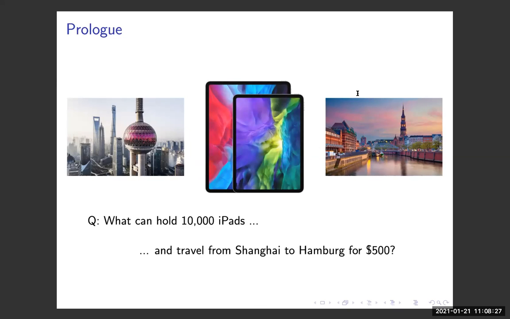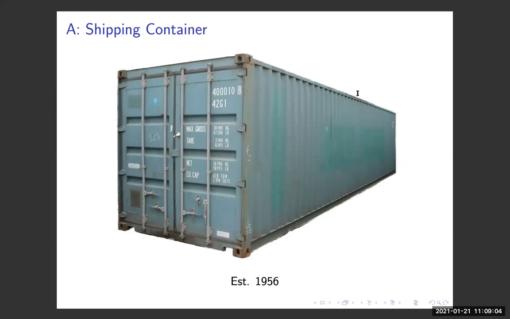Okay, so let's talk about containers. If you start learning about containers and you maybe watch some talks by people, there's always one analogy that people give to prompt people to understand the concept of what containers are useful in the software world. And it comes from a very different place in the physical world. So this is sort of a leading question, but basically, I would ask, what can hold 10,000 iPads and travel from Shanghai to Hamburg for approximately $500? And the answer is a shipping container, right?